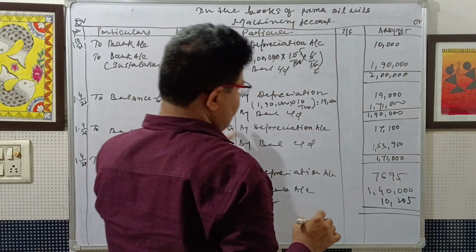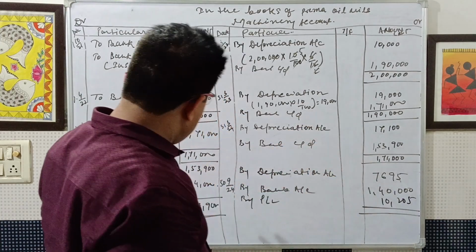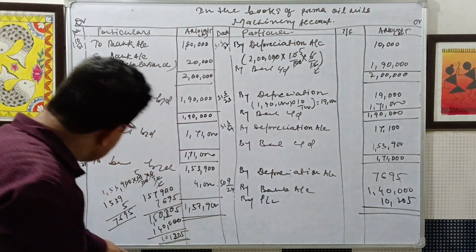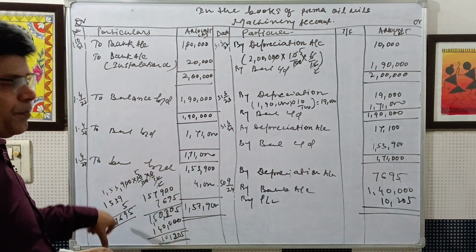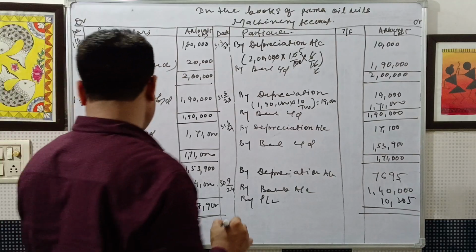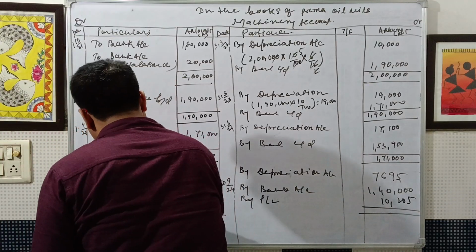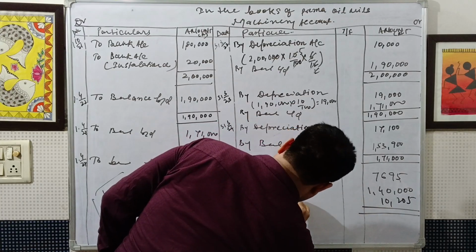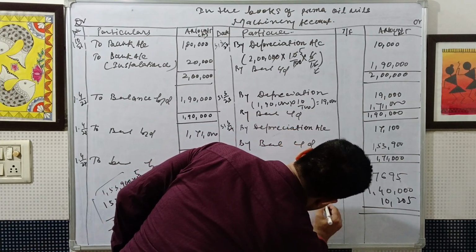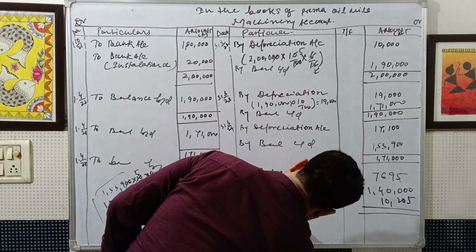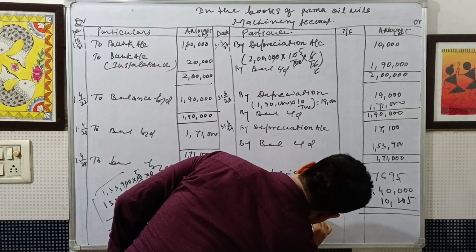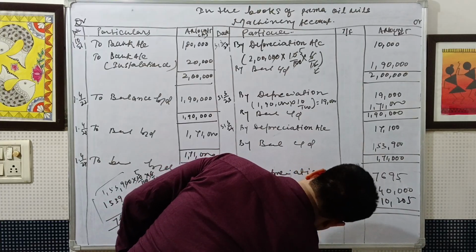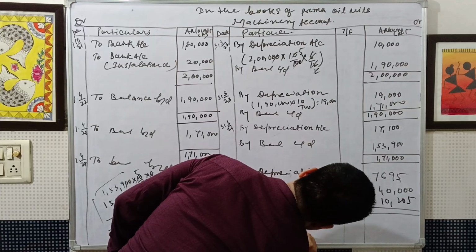So in this question, it is very important to understand the profit and loss on sale of machinery. The loss on sale of machinery is 10,205.